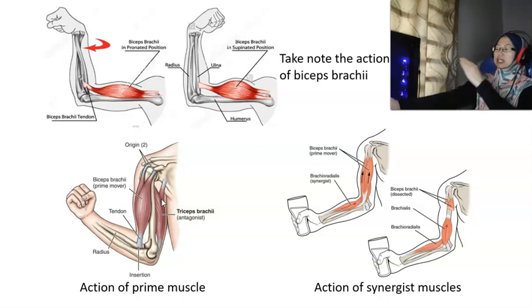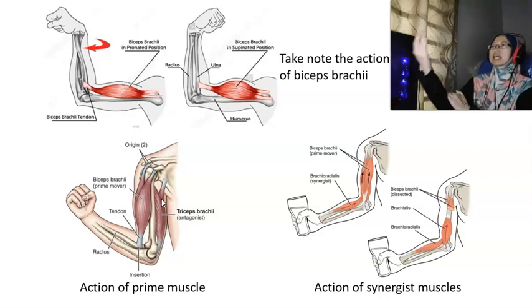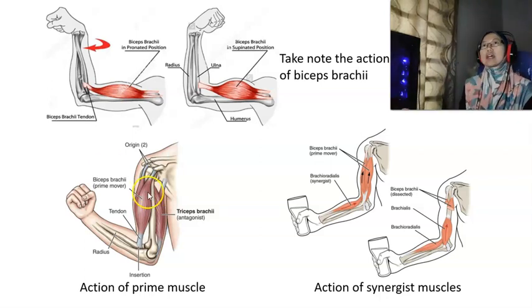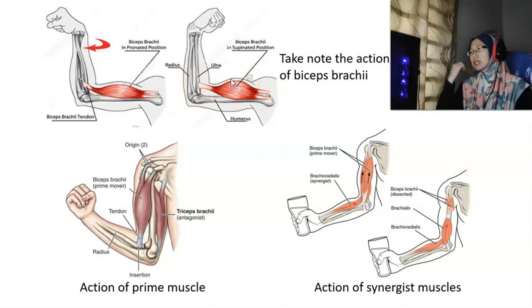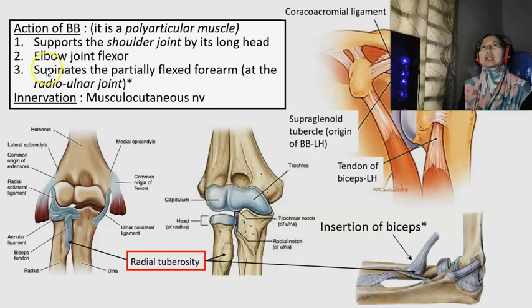So here and here cross the elbow joint, so it acts as an elbow flexor, as you can see from here. Ni origin, ni insertion kan. Bila muscle contract, dia akan flex elbow. But what does it mean with ni, supinate the partially flexed forearm at the radio-ulnar joint? Okay.